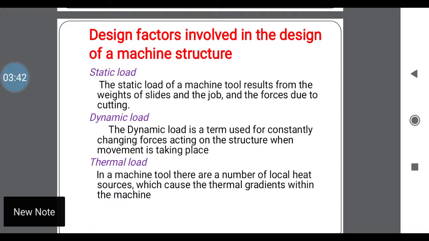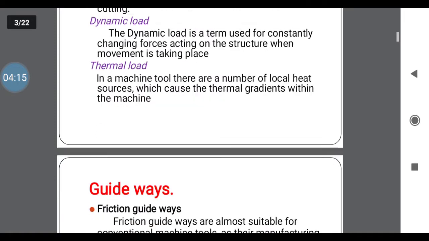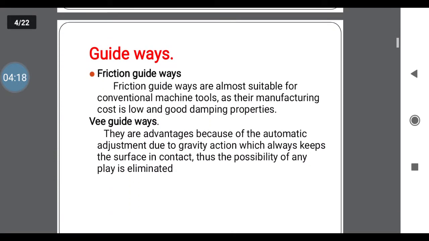Third one is the thermal load. You know what is the thermal load? That is the load applied when the material or object is in a thermal condition, that is, when heat is present, what is the load we are applying. In some machine tools there are a number of local heat sources which cause thermal gradients within the machine, during which we apply the load. That indicates thermal load. These are the three main factors you need to know for the design of the machine structure of a CNC: static, dynamic and thermal.